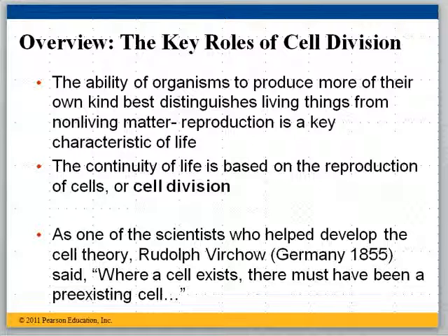Cell theory you've probably studied before. One component of cell theory is that cells come from pre-existing cells. There's a scientist who helped develop cell theory back in the 1800s, about 1855, Rudolf Virchow. He was actually a physician, and he was studying cells of animals and plants for that matter. One of the things that he said was where a cell exists, there must have been a pre-existing cell.